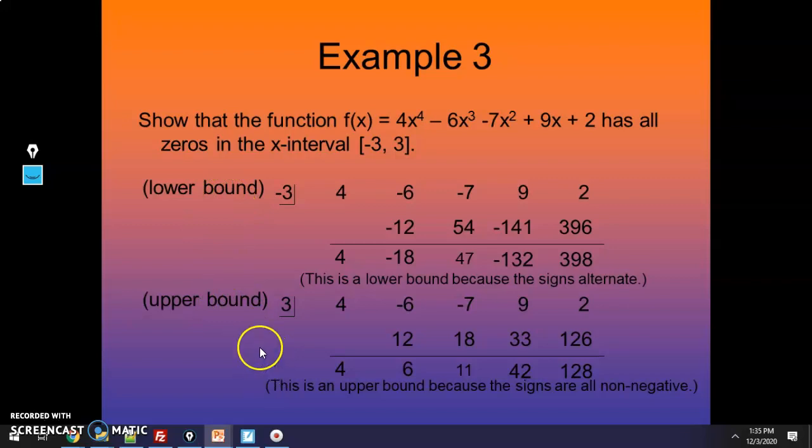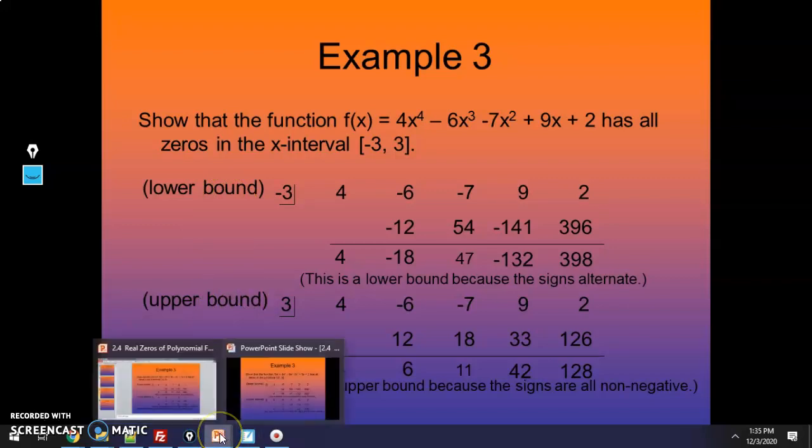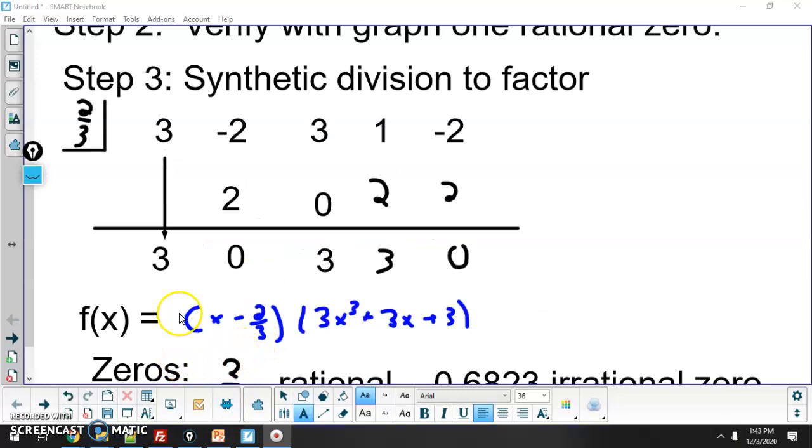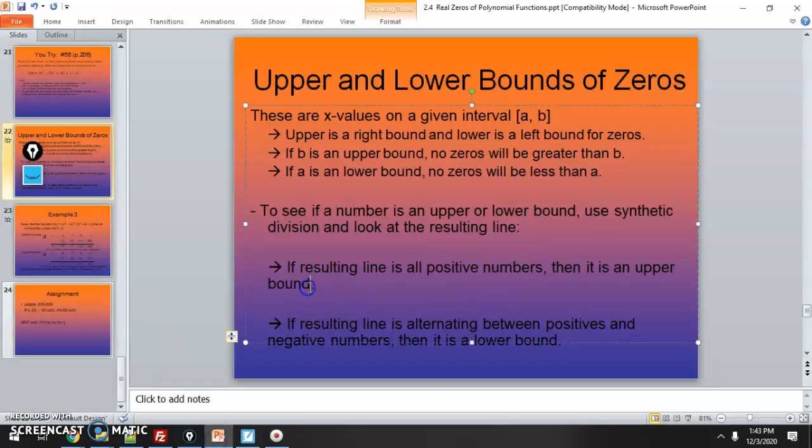So let's look back at the problem that we did for the You Try It. Let's look at what we got when we did synthetic division on it. We would have a positive, a 0, positive, positive, 0. Since we have all positives or zeros, we can be sure that 2/3 is an upper bound for all of our zeros. Notice in the notes it says if the resulting line is all positive numbers, we should change that to be all positive numbers or 0. Then we know it is an upper bound. Just a little thing to clarify, because that wasn't exactly right.